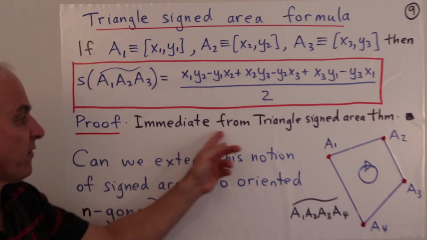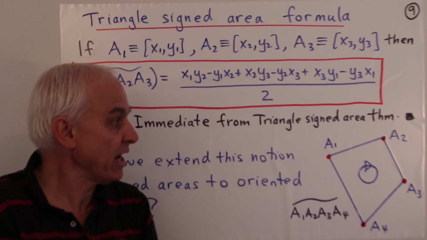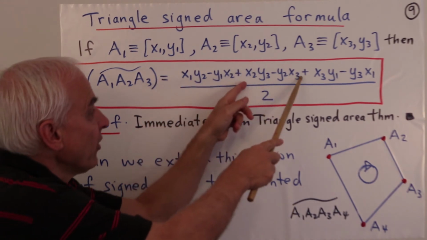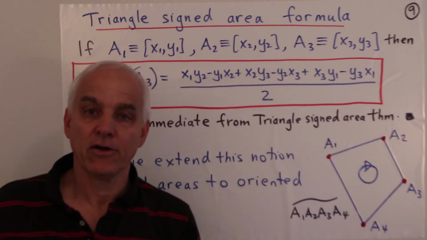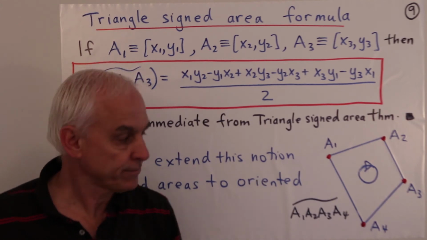So the proof is immediate from the triangle signed area theorem. This is just a restating of that in the special case when we actually know what the 3 points are. And these ingredients here are just the various signed areas of the oriented sides of the triangle.